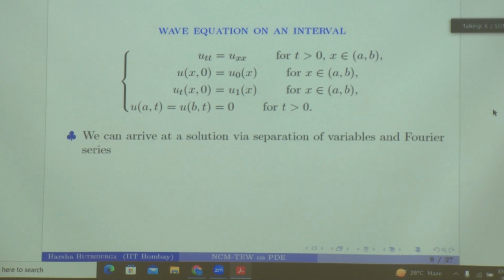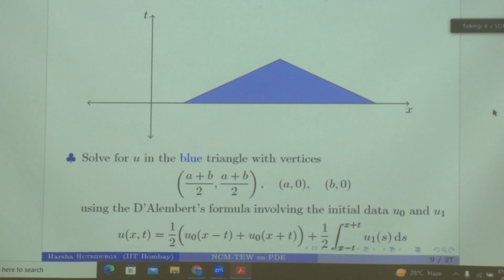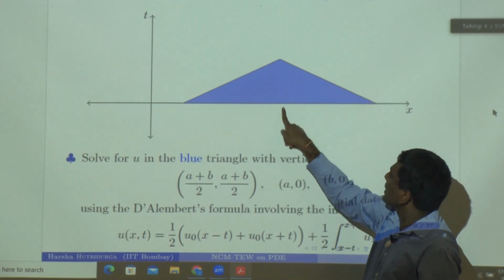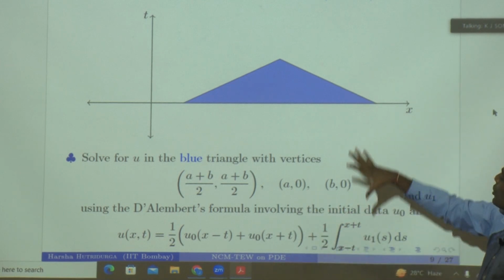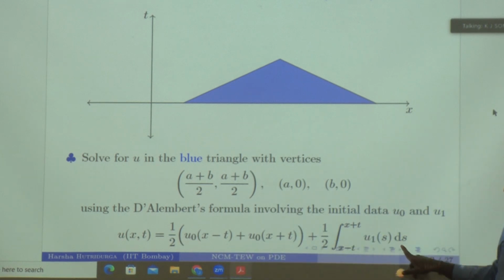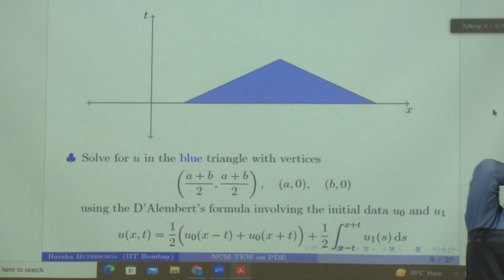Now, how are we going to solve the wave equation in this part of the domain, just depending on u0 and u1? That's where this parallelogram identity will come in handy. So we will try to explain it using pictures. This is the point I tried to make earlier. This is A, this is B, this is that midpoint (a plus b) upon 2, and in the time axis also, this is (a plus b) upon 2. So you pick any point in this triangle, we can write D'Alembert's formula, and we can get the value of your solution at any point in this blue triangle.